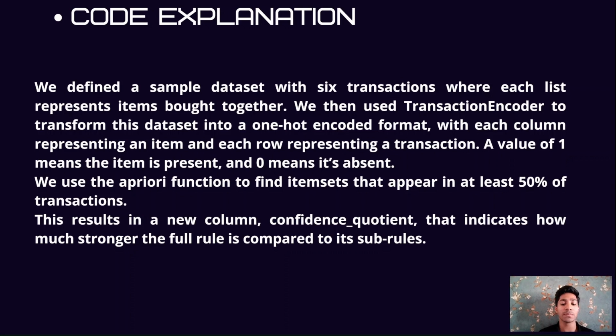This results in a new column, confidence quotient, that indicates how much stronger the full rule is as compared to its subrules. So all these three topics were related to association rules, and this was all about association rules.